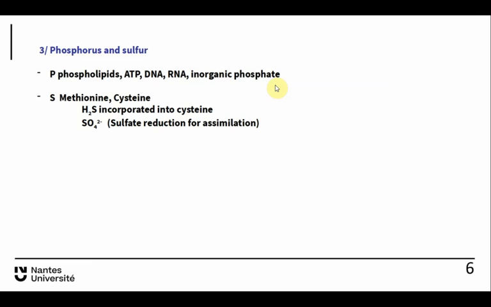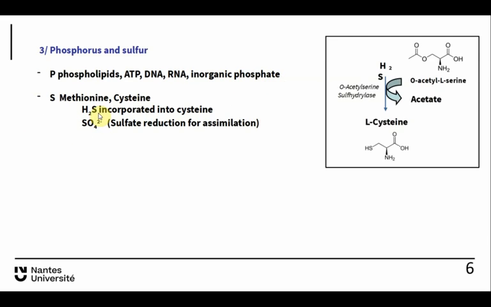Sulfur can be present if amino acids are around. Bacteria will use the sulfur in cysteine or methionine. But if no organic sulfur is around, then most bacteria can use hydrogen sulfide, which can be easily incorporated into cysteine with a simple reaction from O-acetylserine together with hydrogen sulfide. This will give you the amino acid cysteine and kick out acetate as a side product. So once again, one simple reaction here.